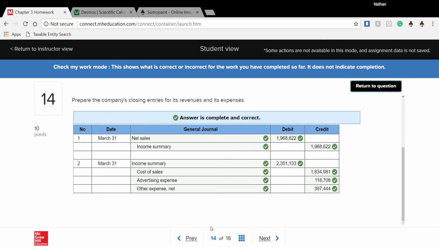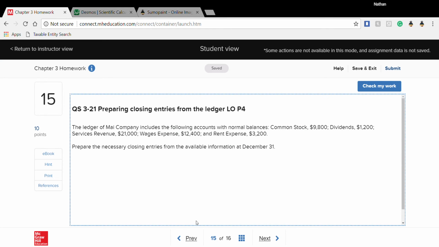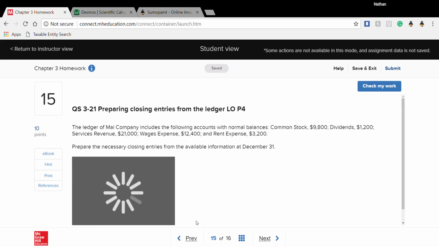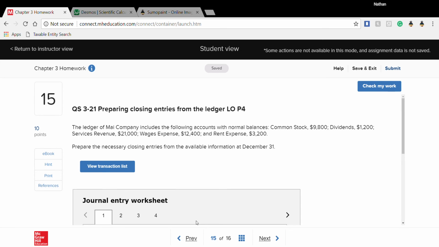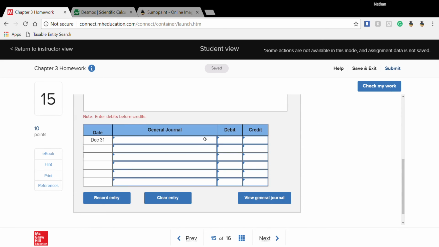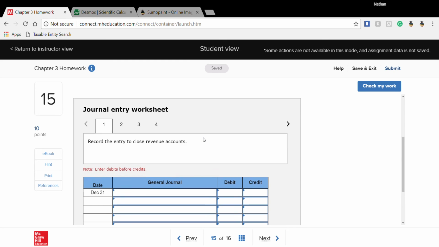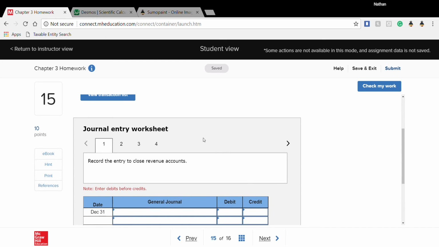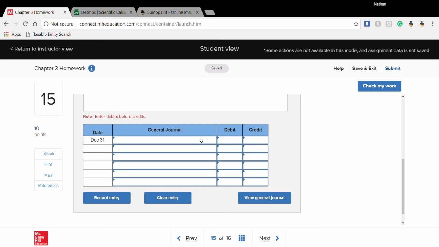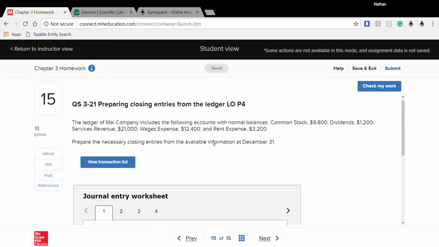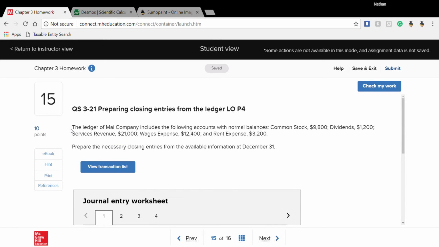So 14 is all about just the first two steps. So figuring 15 is probably going to have all 4 steps. So going next. Again, we're running into the same steps. So we want to first look at our revenue accounts. So December 31st. We want to look at this.